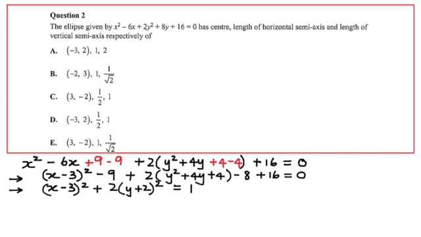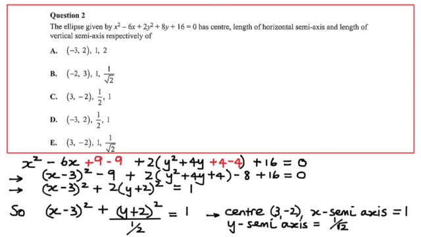So what are we saying? Centre would be 3 and minus 2. And the x semi-axis looks like it's 1 because this thing's divided by 1 squared. And this thing's divided by a half, and then of course that becomes 1 over root 2 all squared. So I'm getting ahead of myself. That's what we get there. So yes, the centre is 3 and minus 2. The x semi-axis is 1, and the y semi-axis is 1 over root 2. And is that somewhere? Oh yes, it's option E. Great, alright. We're sizzling along.